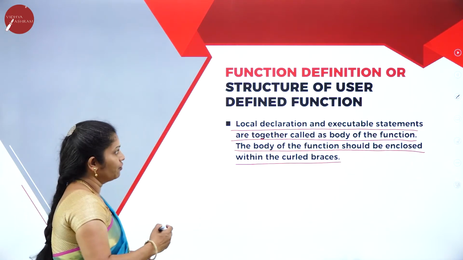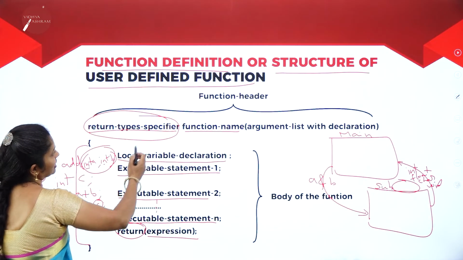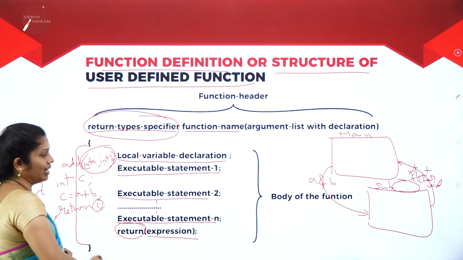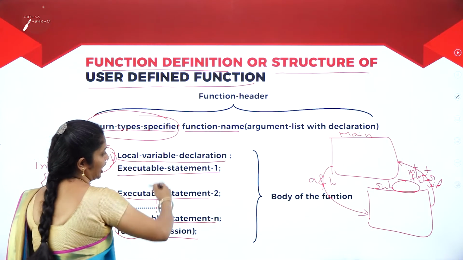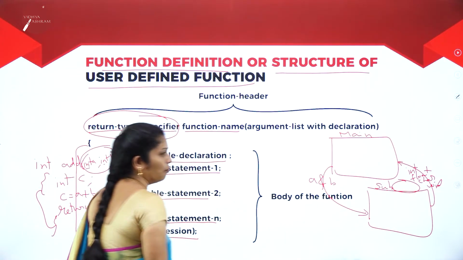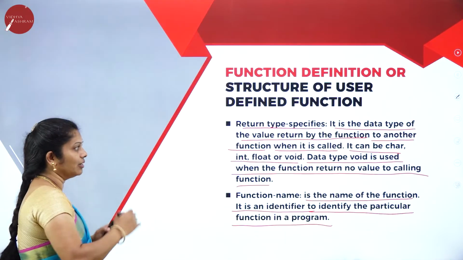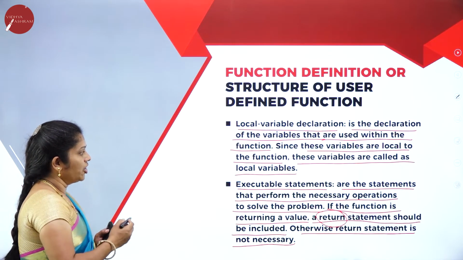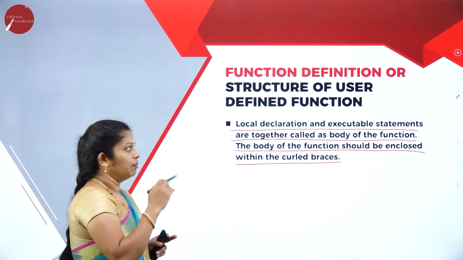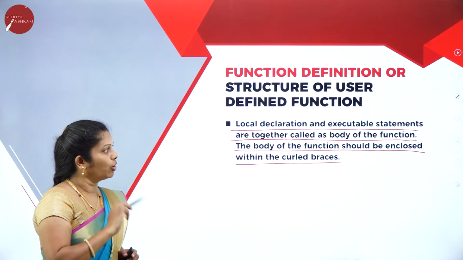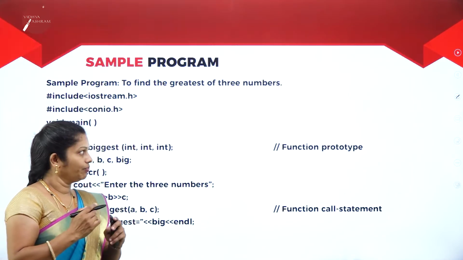It means that if you observe the general syntax, here we have brackets, local variables, and executable statements. These two can be called the body of the function. Now is it clear? Here you observe that local variables and executable statements both can be called the body of the function.